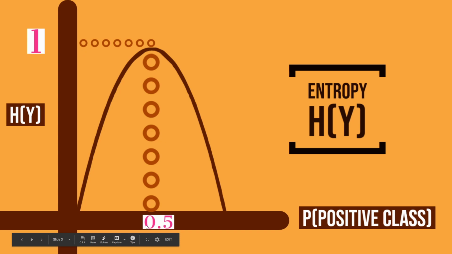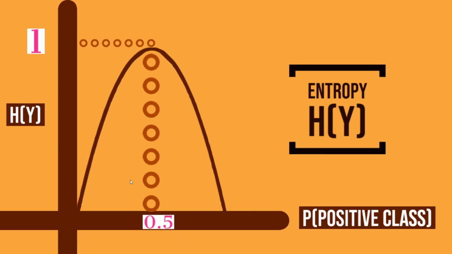Now if you go to the left side of 0.5, the entropy will tend to 0, because here the probability of the positive class will become 0 when you reach this point, and in that case the probability of the negative class will be 1, which means one of the classes becomes dominant. And if one of the classes becomes dominant in binary classification, then entropy comes out to be 0. And if you reach this end where the probability of the positive class is 1, then the probability of the negative class is 0. Again, one of our classes is dominant, which is the positive class, and that is why the entropy reduces to 0.